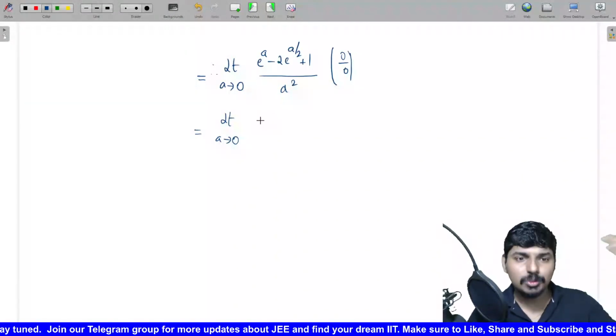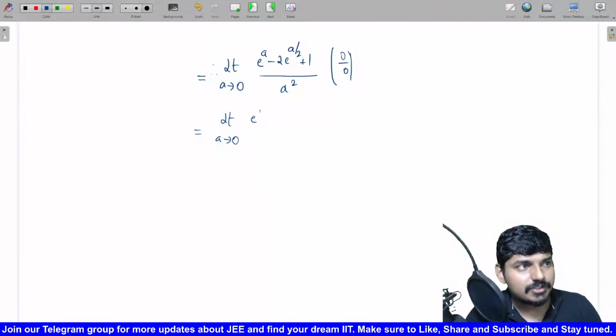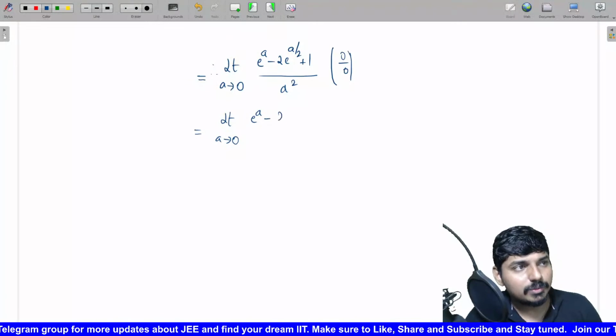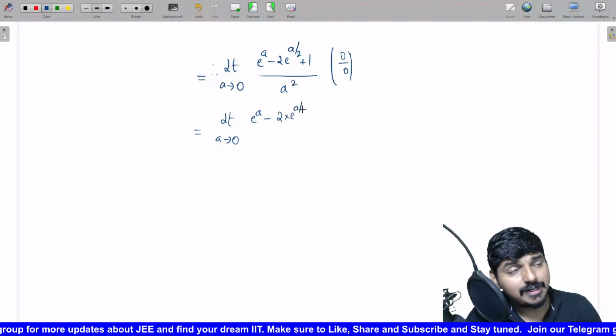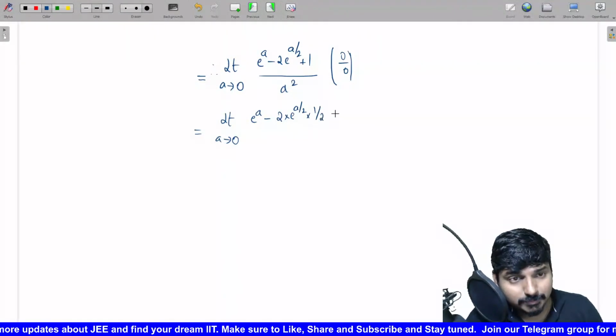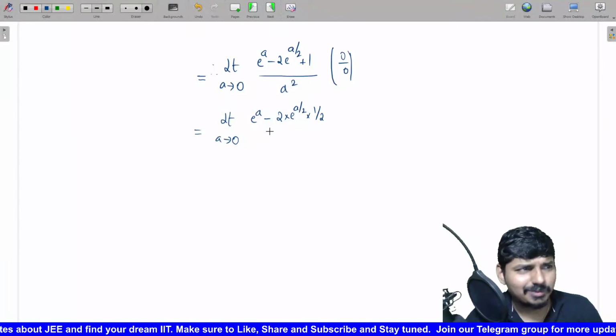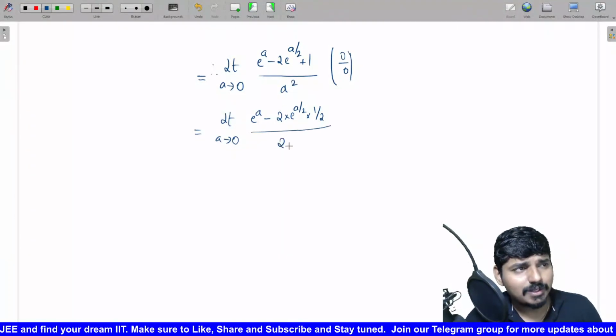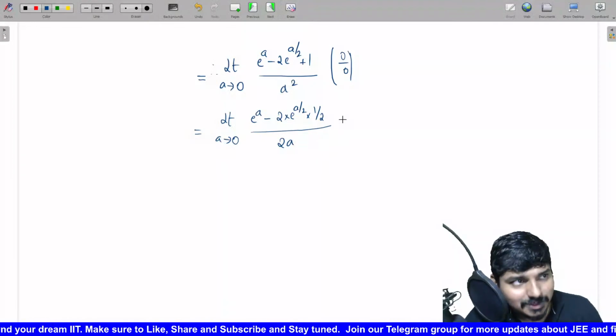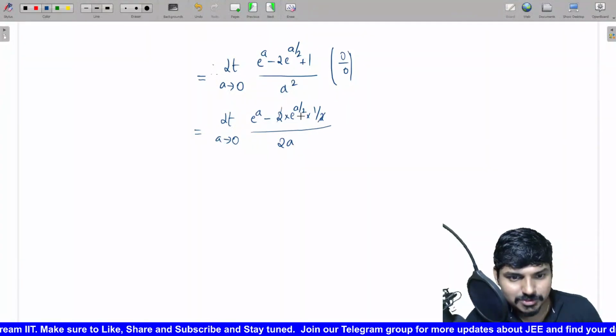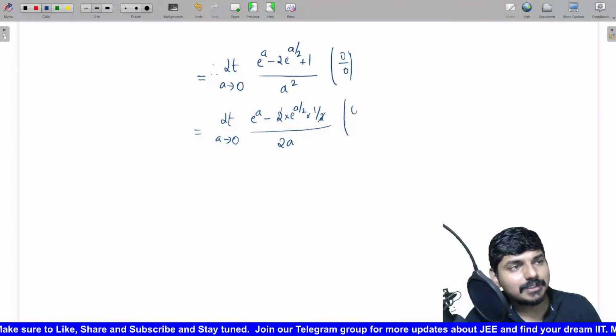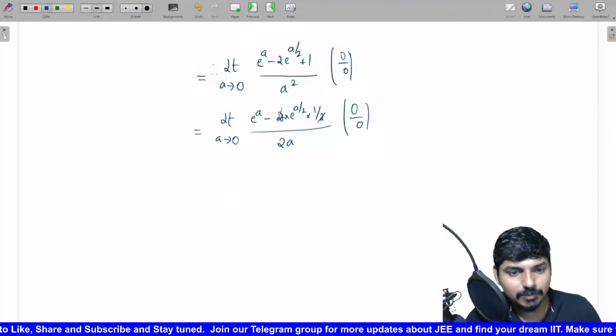So differentiate the numerator, e raised to a: differentiation of e raised to a by 2 is 2 into e raised to a by 2 into 1 by 2. The differentiation of 1 is 0 anyway, divided by a square, which is going to be 2a. Again you see, guys, the 2 and 2 cancel out. Again you end up getting 0 by 0 form only for a equal to 0.